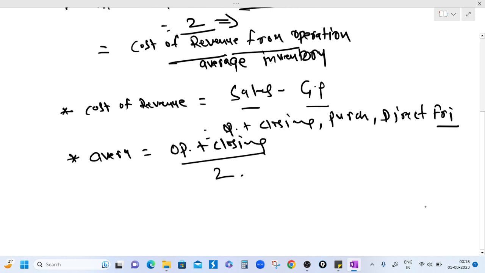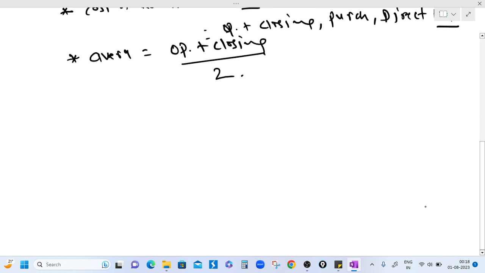Now let's understand the meaning of the inventory turnover ratio. If it is low, what are the consequences? If it is high, what is the benefit? So please keep one thing in mind: all the activity or turnover ratios are good on the higher side.